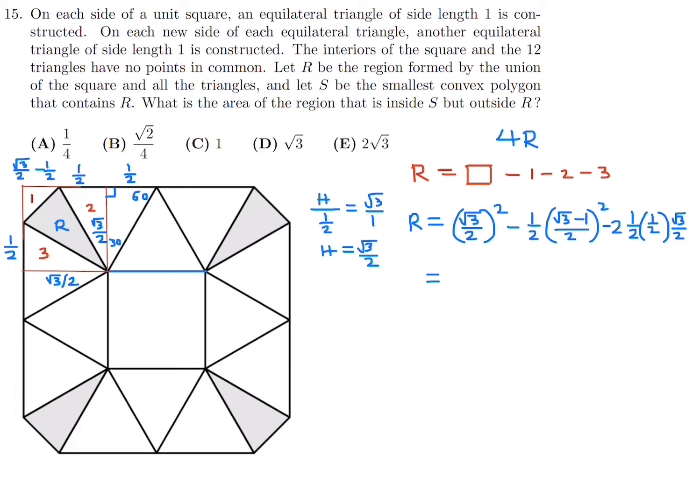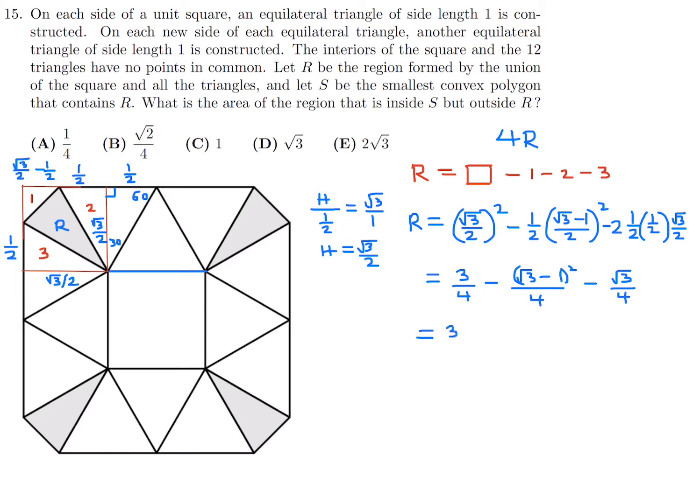So let's see what happens. This becomes 3 over 4, minus root 3 minus 1 squared over 4. And this is minus root 3 over 4. Okay, I've got to expand all this. Okay, so let's see here.